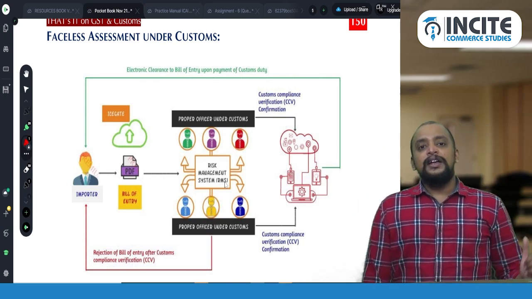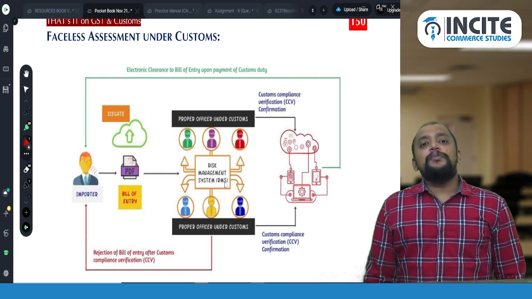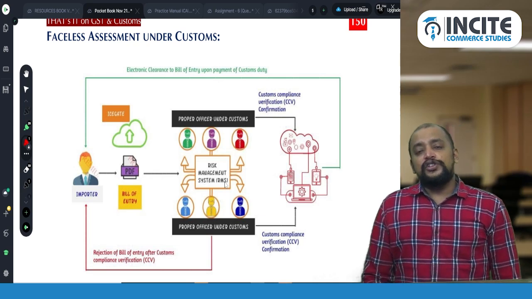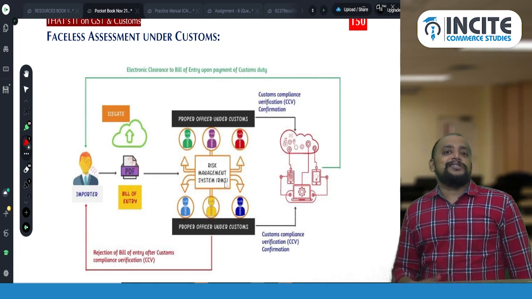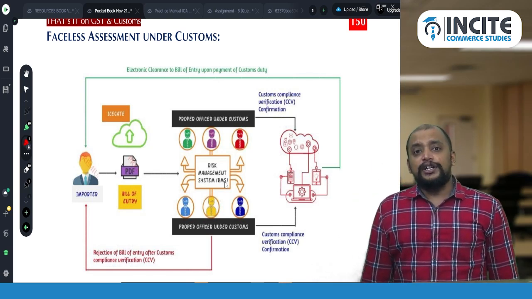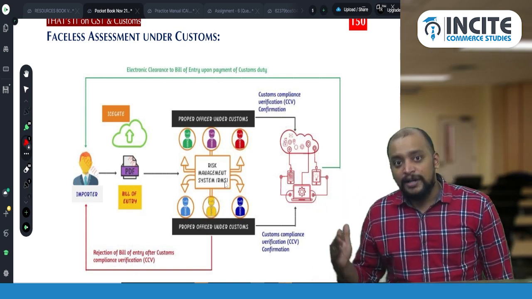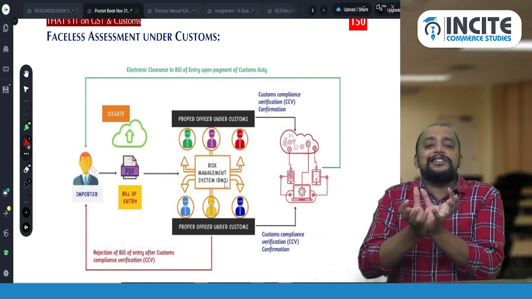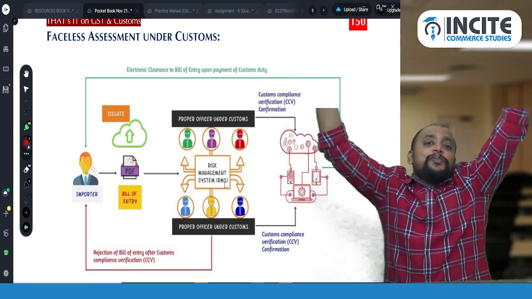What is that? Generally we will be filing a bill of entry. When we file the bill of entry, previously it was going to the jurisdictional customs officer, and the jurisdictional customs officer would process the bill of entry. But now the situation has changed. Whenever an importer files a bill of entry through ICEGATE, it will be forwarded to the RMS, the risk management system. Now what RMS will do is allocate the bill of entry to a customs officer who is located at different places.